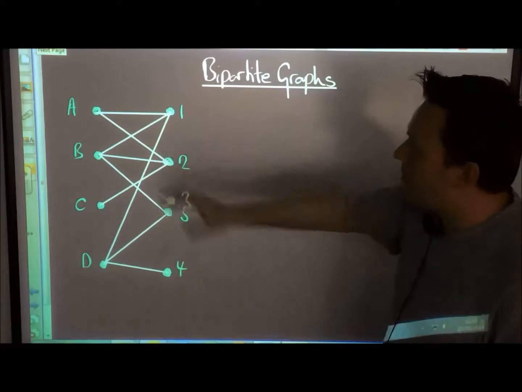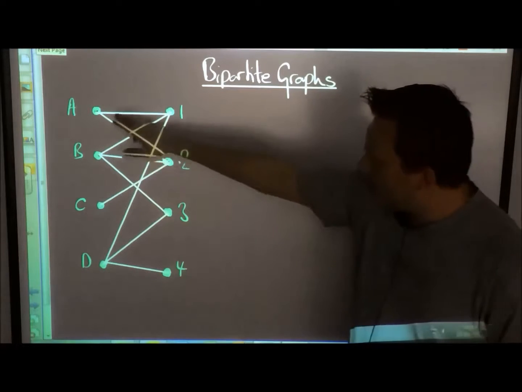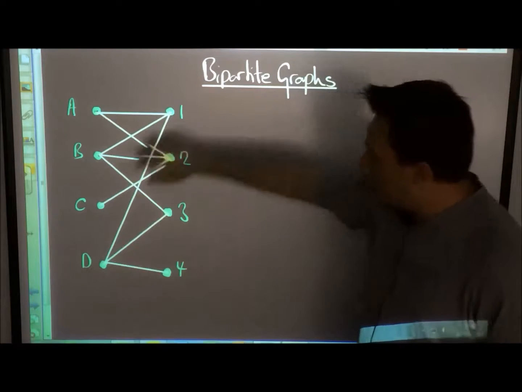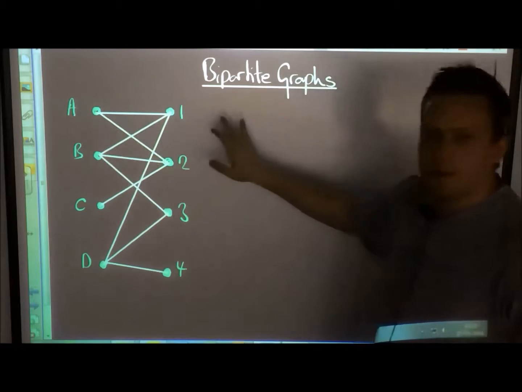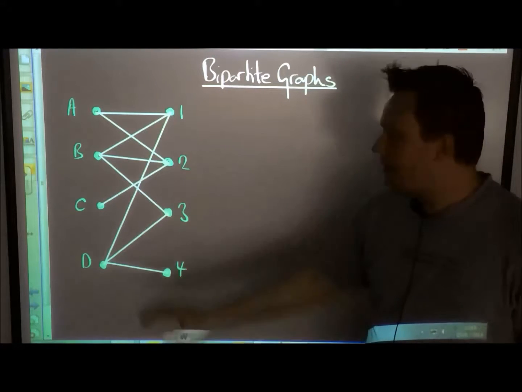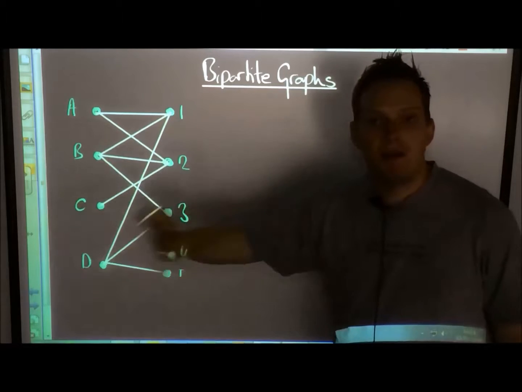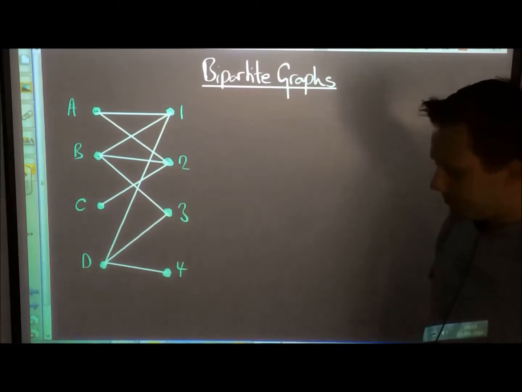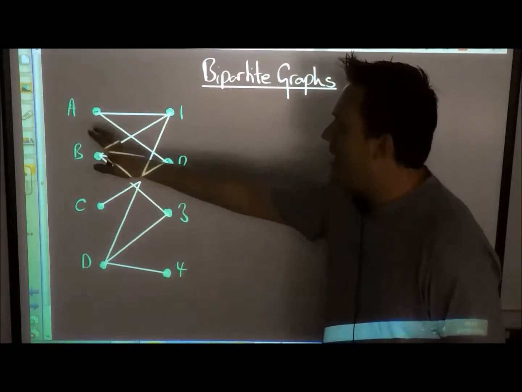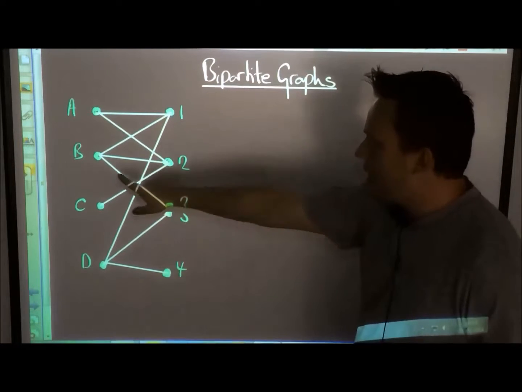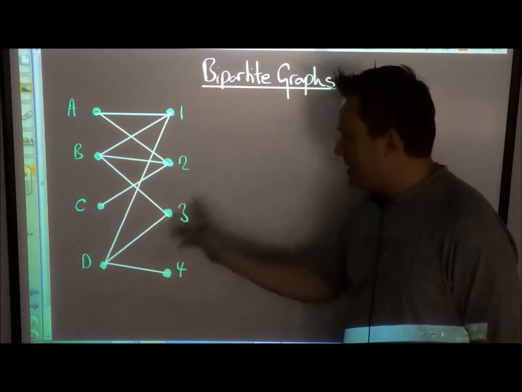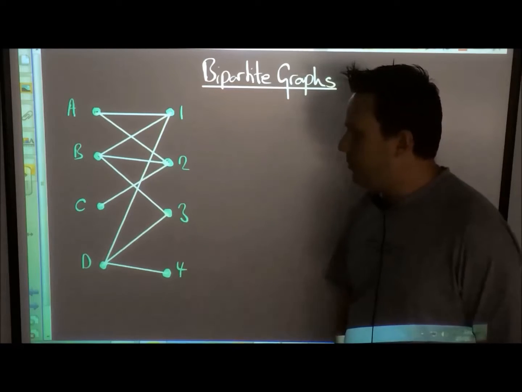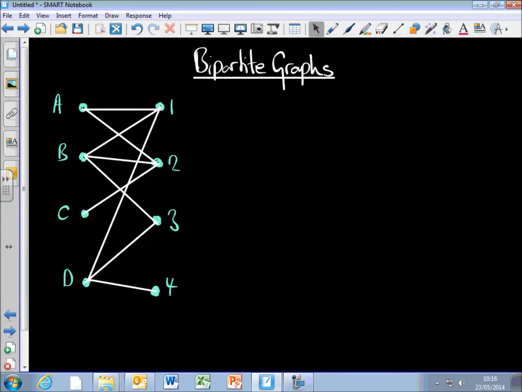Okay, a bipartite graph looks something like this. And you'll see that on the left-hand side, I've got some nodes, and on the right-hand side, I've got some nodes. And the edges link the things on the left-hand side to the nodes on the right-hand side, and they show the possible ways that nodes on the left can be connected to nodes on the right. Okay, so you can see that A can be connected to 1 or 2, and B can be connected to 1, 2, or 3. C can only be connected to 2, and D can only be connected to 1, 3, or 4.